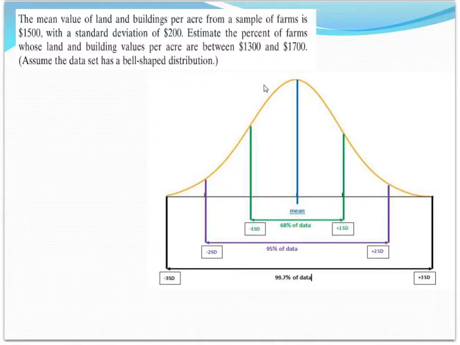Notice that in the middle, I've drawn a line for the mean. 68% of the data is going to fall within 1 standard deviation of the mean, from here to here. From here to here is 2 standard deviations. That's going to capture 95% of the data. And from here to here is 3 standard deviations of the mean. That's going to capture 99.7% of the data. My job is to determine which percentage of the data will be captured between 1,300 and 1,700. So let me show you how to do that.